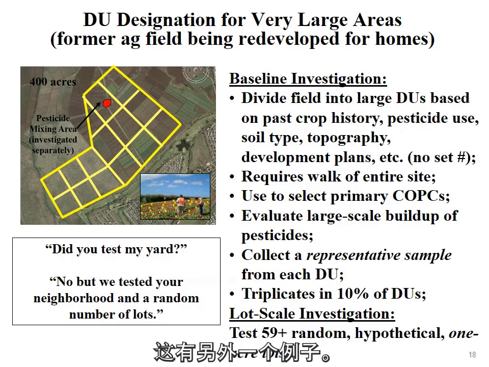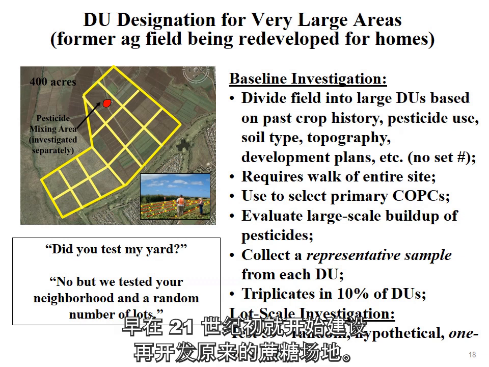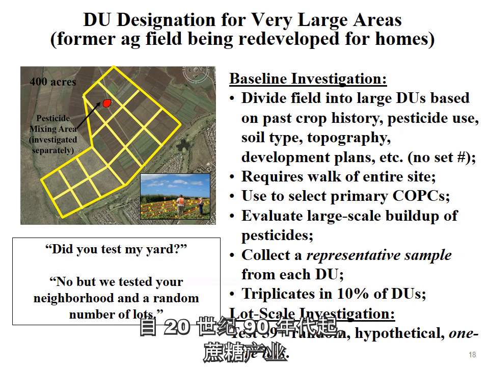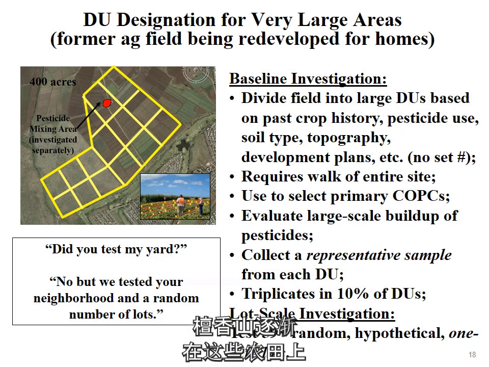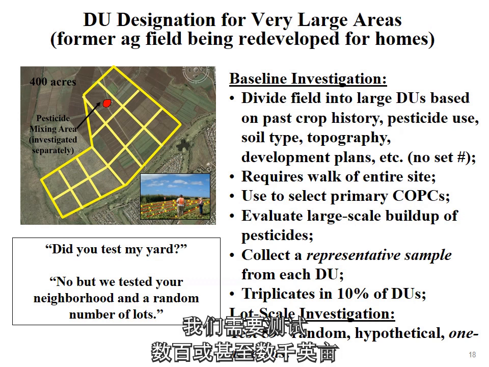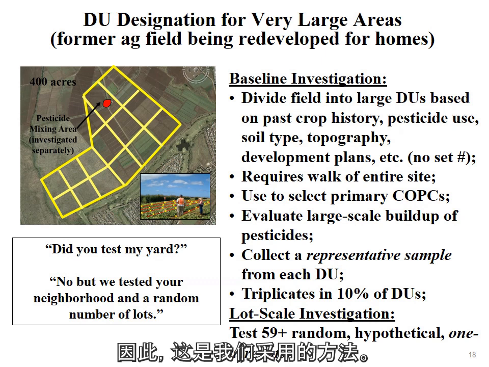So here's another example. There's a lot of redevelopment in Hawaii starting in the early 2000s of the sugarcane fields. The sugarcane industry started to go out of business in the 1990s, and it opened up thousands of acres of ag land. And Honolulu's gradually been spreading out into some of these ag lands. So there was a need to test hundreds or even thousands of acres of former ag land for residual pesticides. So this is the approach we use for that.